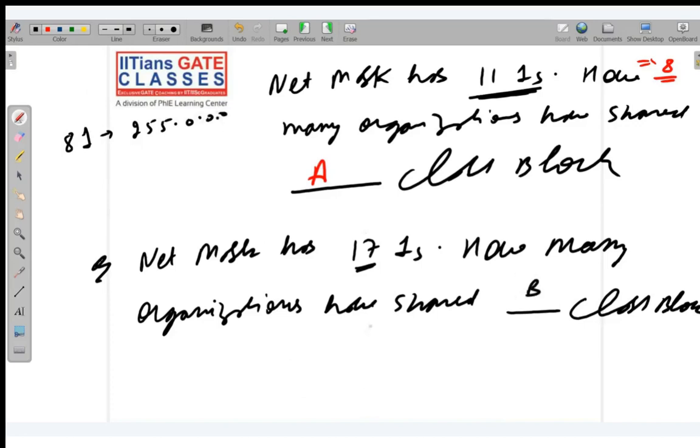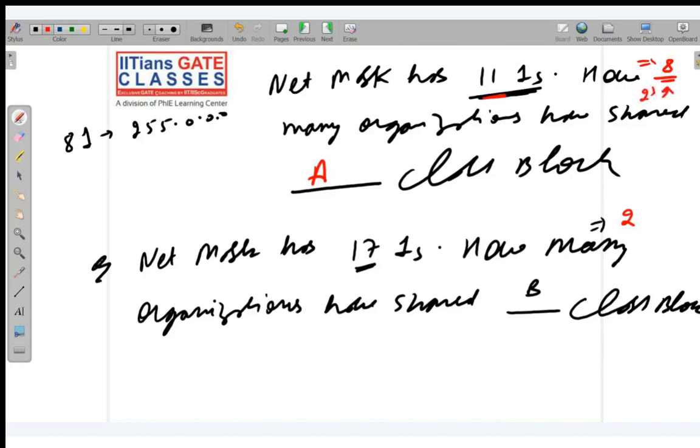And how many organizations? Only one bit was borrowed, sir. Yes, 1 bit. So 1 bit means 2 power 1, that is 2 organizations. Okay, sir. We are doing power, right? So 3 ones means 2 power 3, that was 8. Yes, sir.